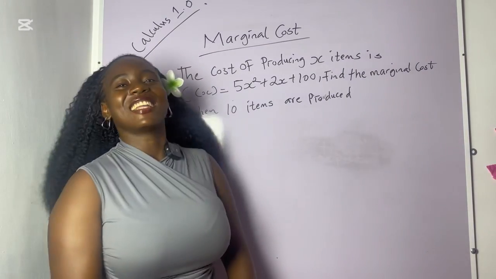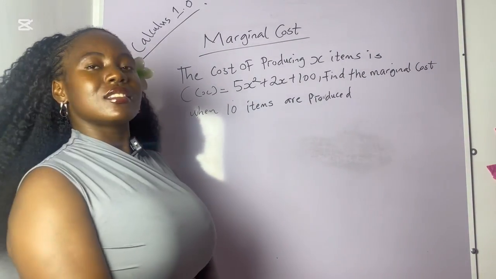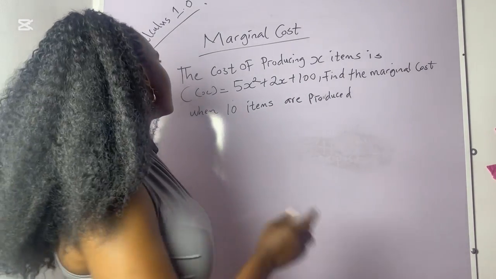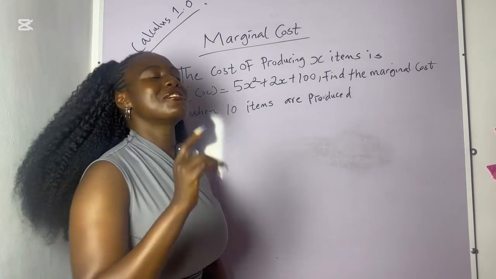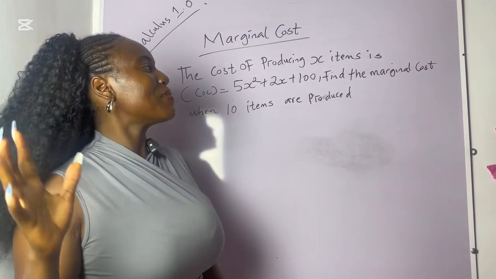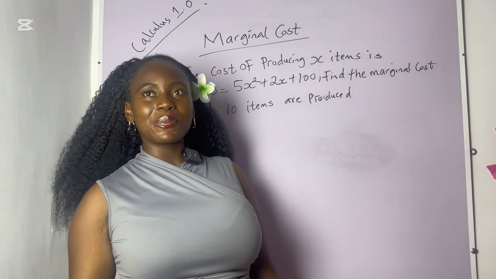Okay, enough of the dance. Okay, now marginal cost. On the board here we have the cost of producing x items is C of x equals 5x squared plus 2x plus 100. Find the marginal cost when 10 items are produced.